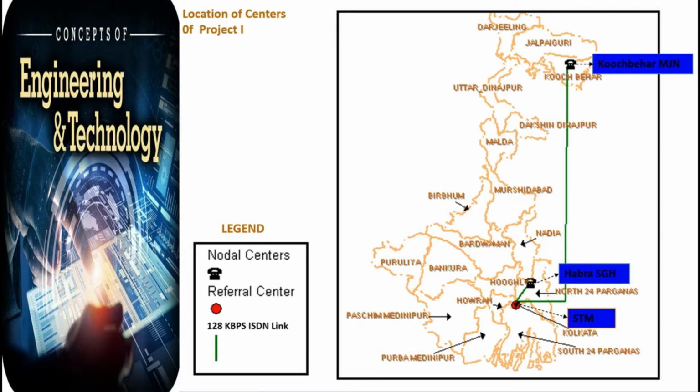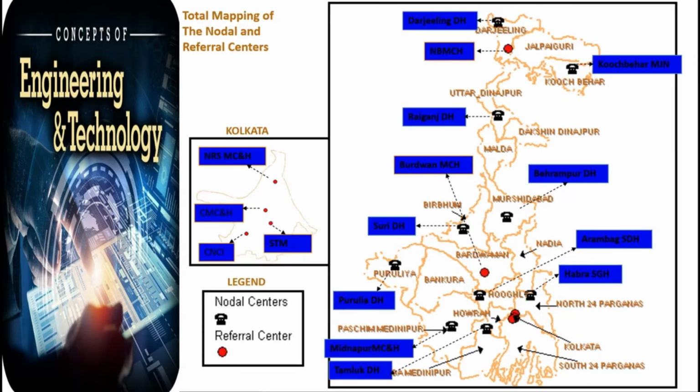So you can see the distance, and how much coverage is happening across the different districts. As per the understanding, you can consider that the referral center is placed in a state capital, and the different nodal centers will be in each and every district headquarters. So this can be extended to the districts and the rural areas. That's what we were saying in the previous classes.